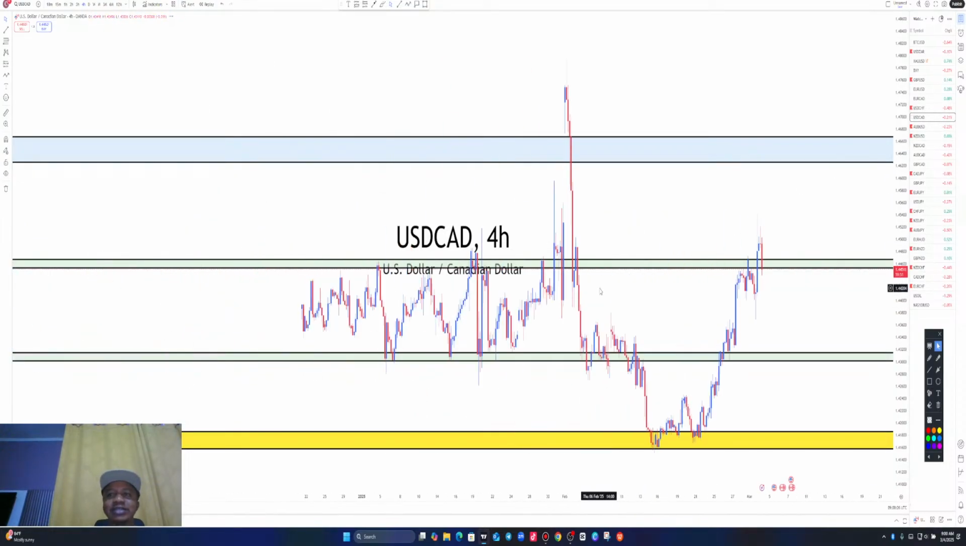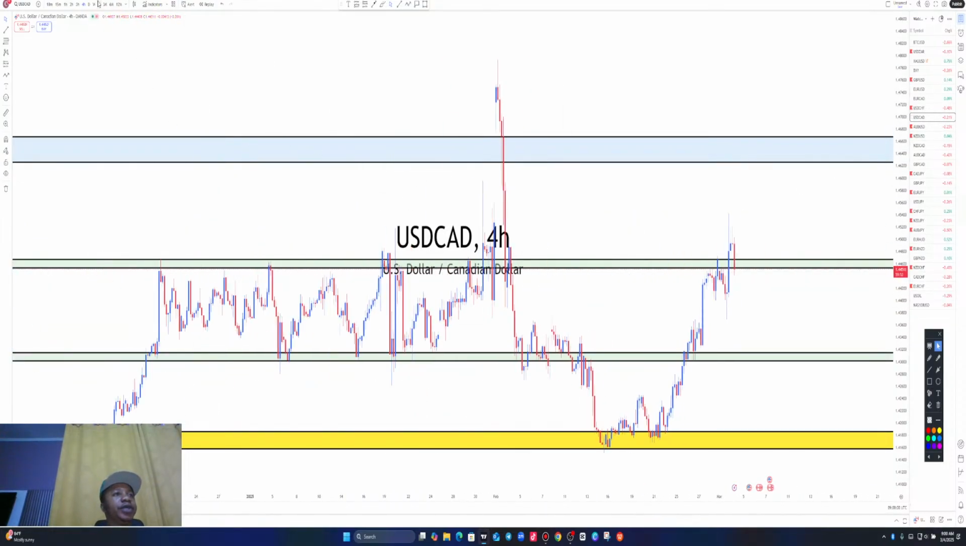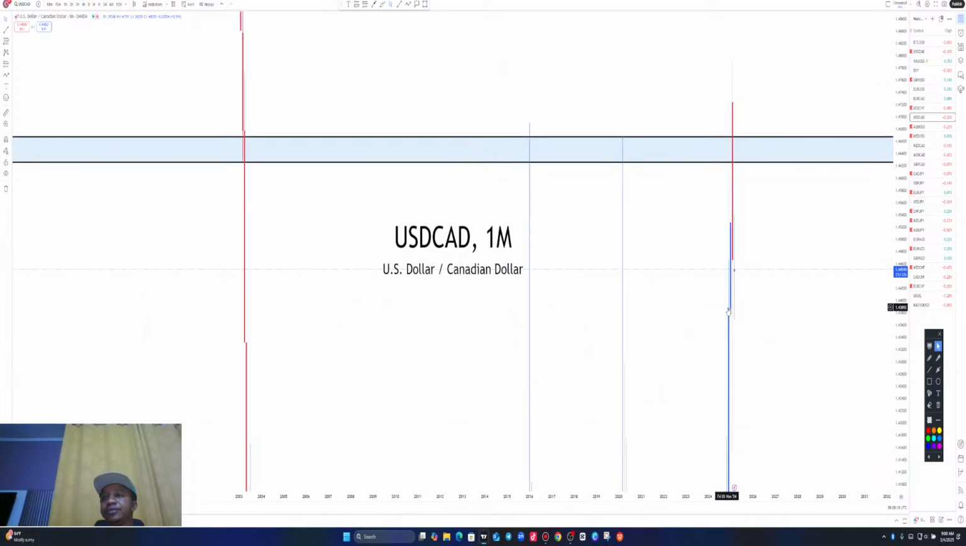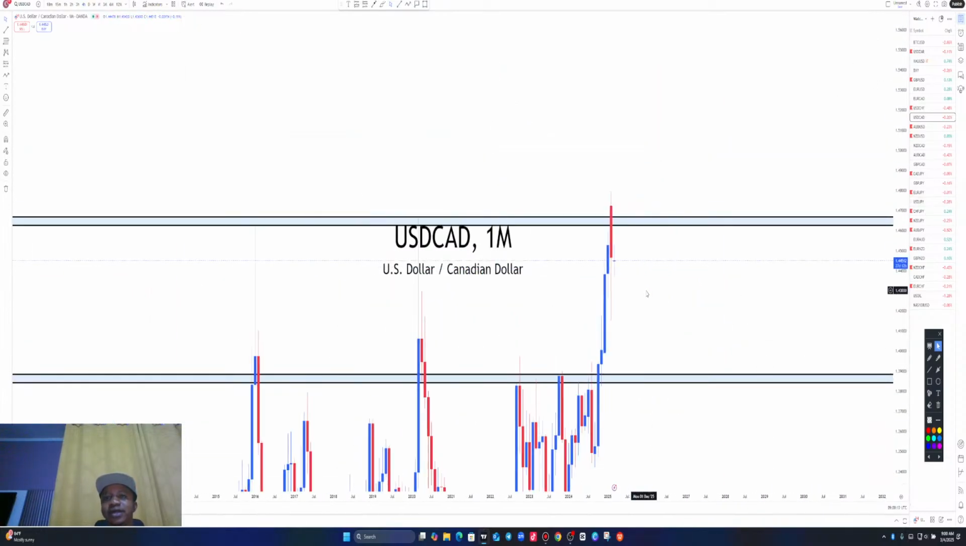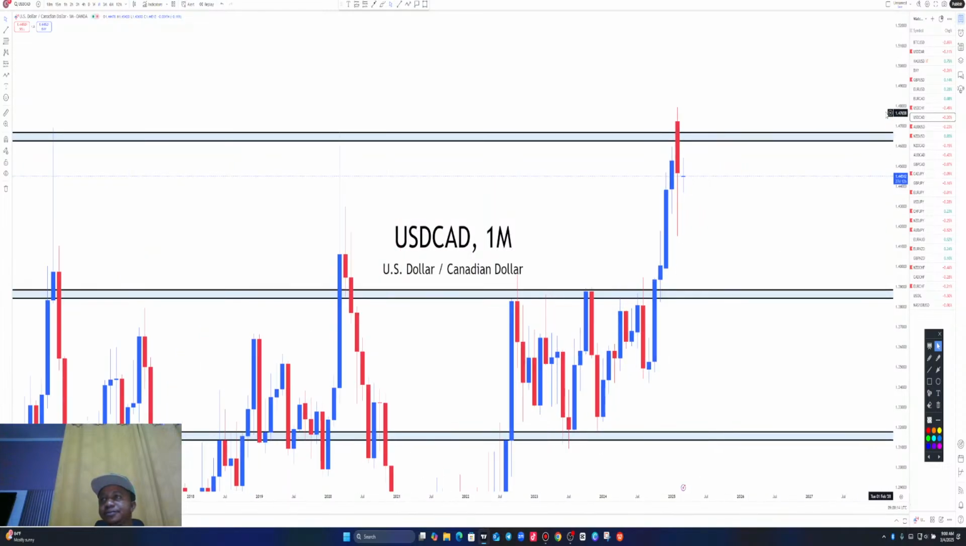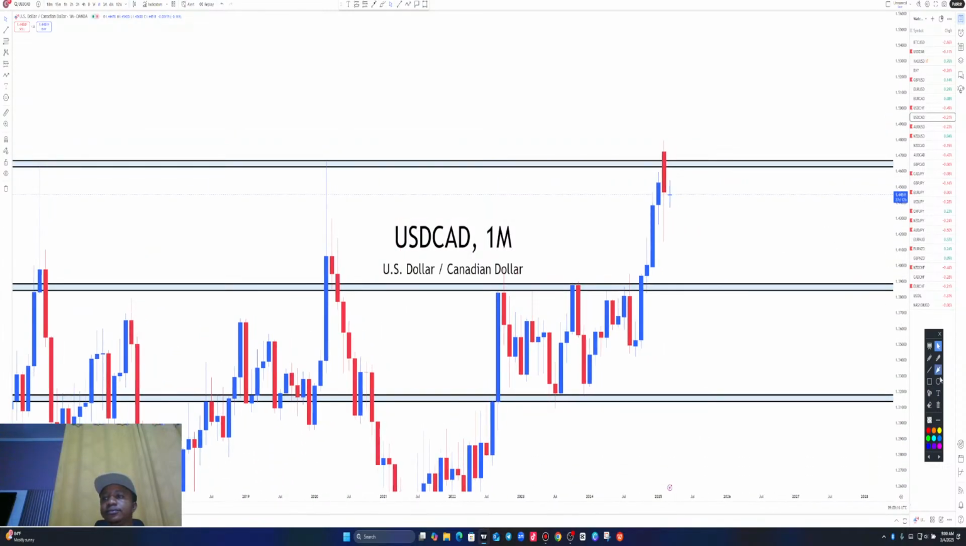Okay, so USD CAD, what has happened on this pair? Let's take it all the way to the monthly. All right, so this is USD CAD on the monthly time frame. Let's put meaning into it. Okay, so we have the monthly upper zone, the mid-range zone, and then the lower zone below over here.